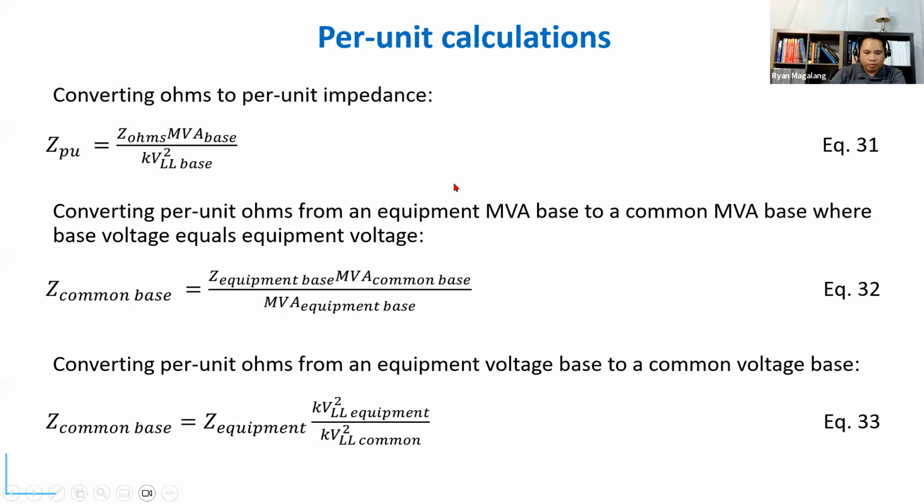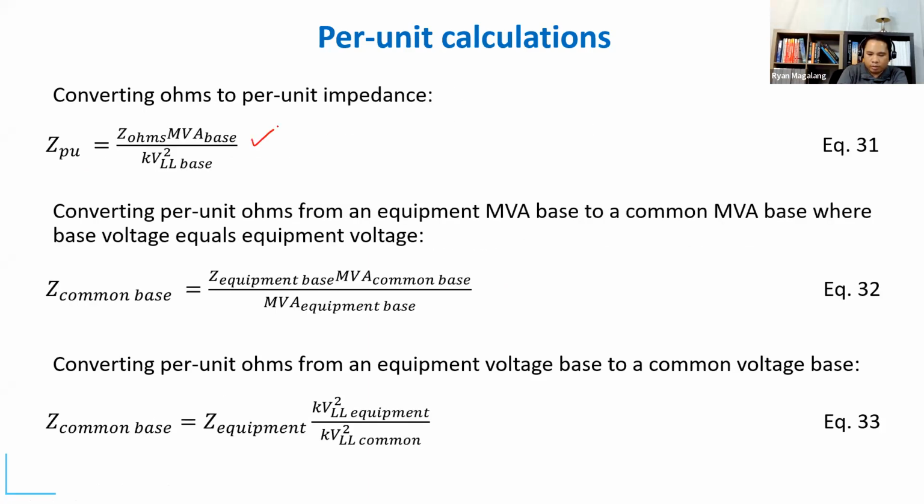So how do you convert from ohms to per unit? So here, your ohms is divided by the base ohms. Here, the ohms is the ohmic value of your device or your equipment that you want to express as a per unit value of a chosen base. So this is the formula.